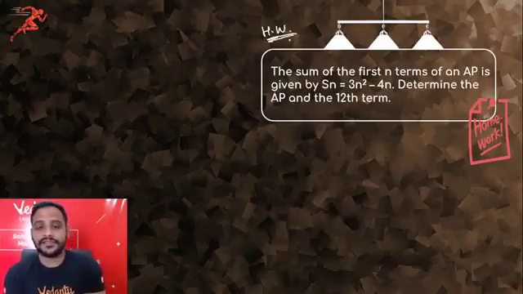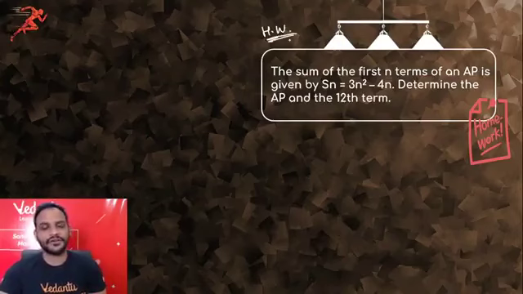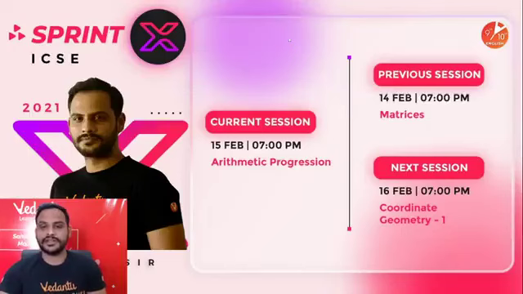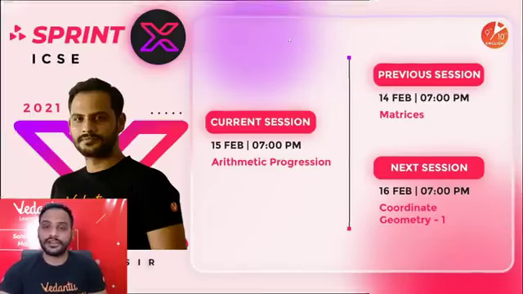Okay, Sn is given in terms of n, and you have to find out what is the AP and the 12th term. Alright, let me know how many of you will be able to understand this question. The next topic is going to be coordinate geometry.